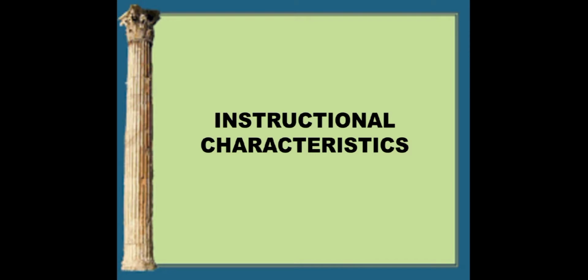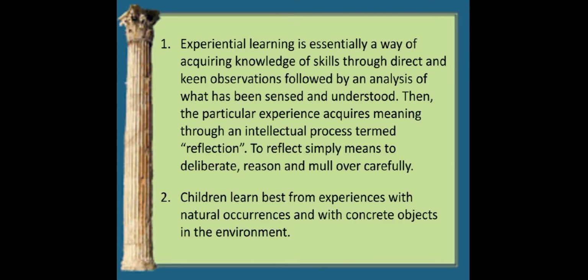Instructional characteristics. First, experiential learning is essentially a way of acquiring knowledge or skills through direct and keen observations, followed by an analysis of what has been sensed and understood. Then, the particular experience acquires meaning through an intellectual process termed reflection. To reflect simply means to deliberate, reason, and mull over carefully.